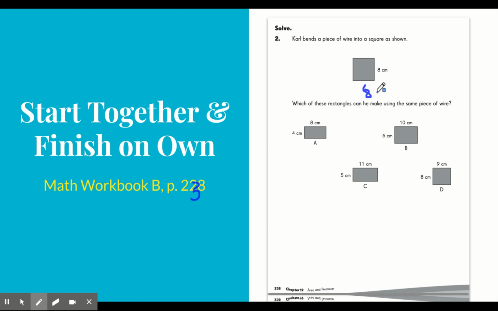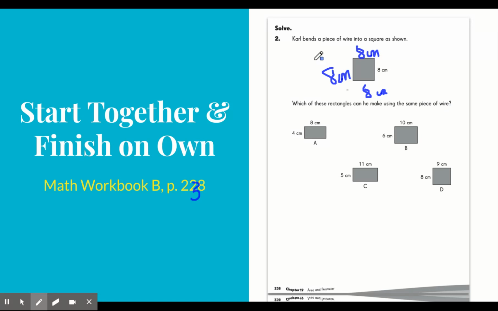And even though the other sides aren't labeled, a good strategy is to just quickly mark that when you're working with a square, all sides are equal to 8 centimeters. Excuse the messy handwriting. All right, which of these rectangles can be made using the same piece of wire?